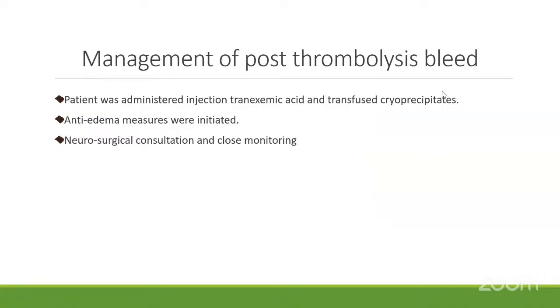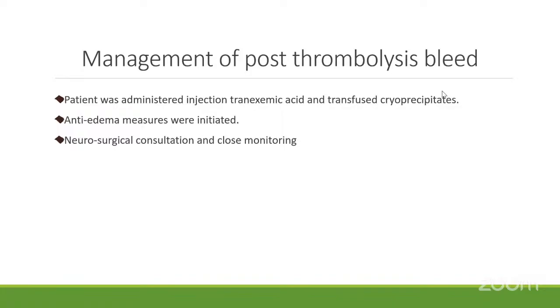What Puneet said was correct. BP could be one of the factors why the hemorrhagic transformation happened in the first place. Please carry on. So, Dr. Anshul, you gave this cryoprecipitate and tranexamic acid to manage the post-thrombolysis bleed. Why did you prefer these two agents? What does cryoprecipitate contain? What factors does cryoprecipitate contain?